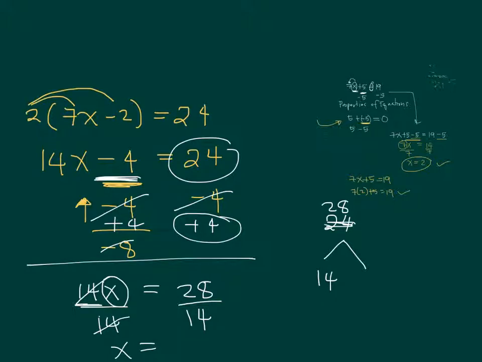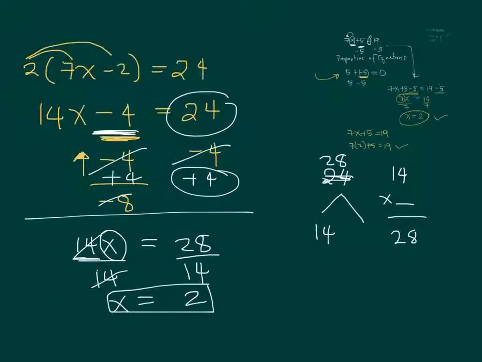And there are many ways to check. 28 divided by 14 is like 14 times something equals 28. What should be the answer here? 28 divided by 14. 2, right? Okay, so 2. So x is equal to 2. Then we check again. Is our answer correct?